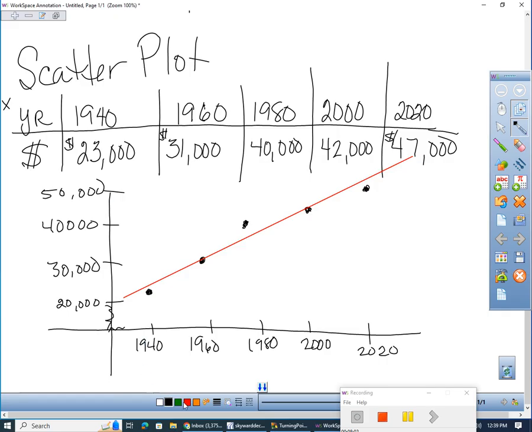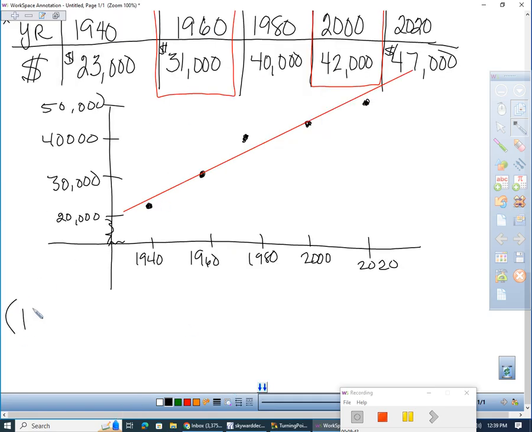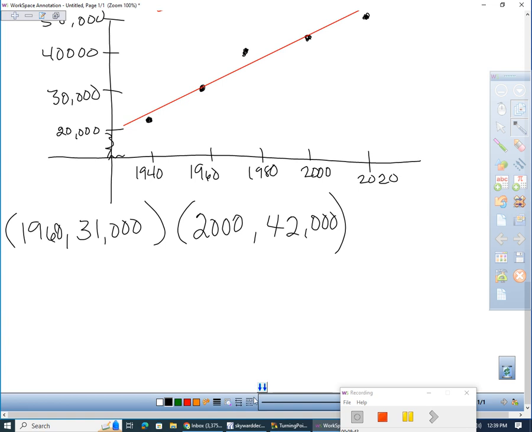Okay, so we are going to use 1960 and 2000 as our points. All right, so now I have 2 points. I have the point 1960 and 31,000. And I have the point 2,000 and 42,000. The ones that fall closest to your line that you drew. So somebody might draw a line a little bit different than yours.